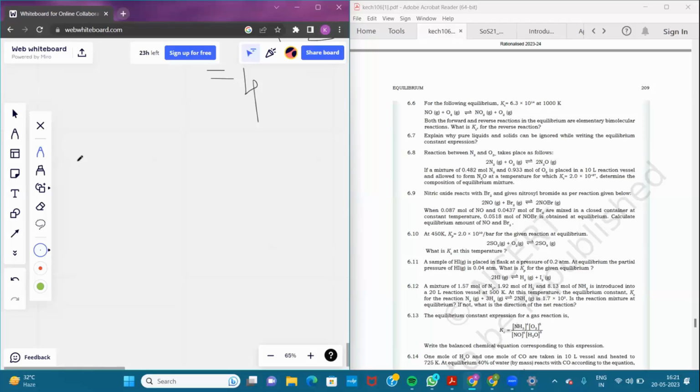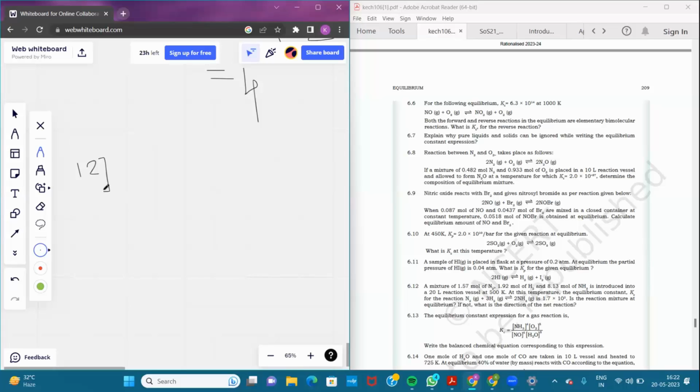We'll go with the next question, that is 12. A mixture of 1.57 moles of N2, 1.92 moles of H2, and 8.13 moles of NH3 is introduced into a 20 liter reaction vessel at 500 Kelvin. At this temperature, the equilibrium constant Kc for the reaction is given. Is the reaction mixture at equilibrium? If not, what is the direction of the reaction?